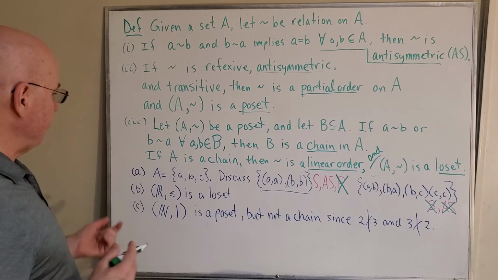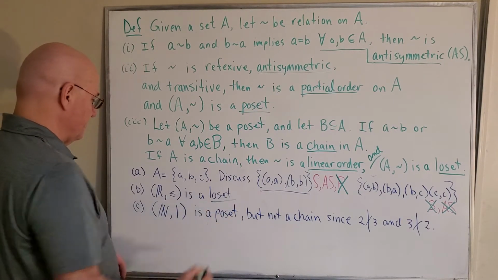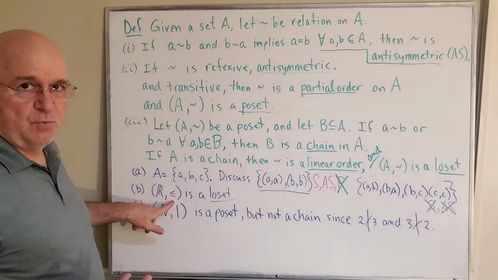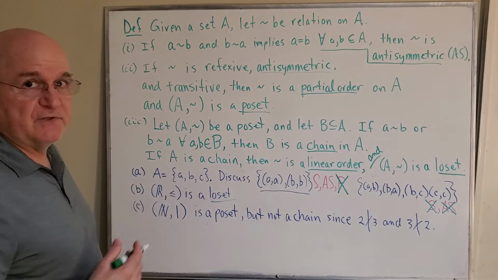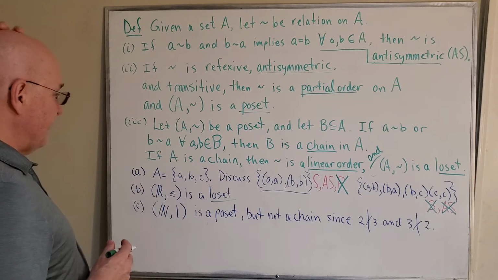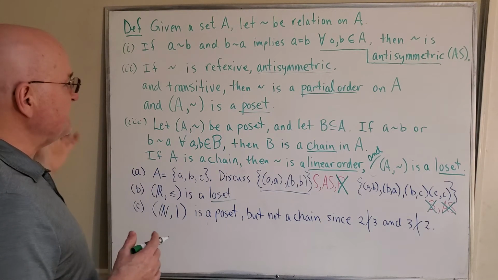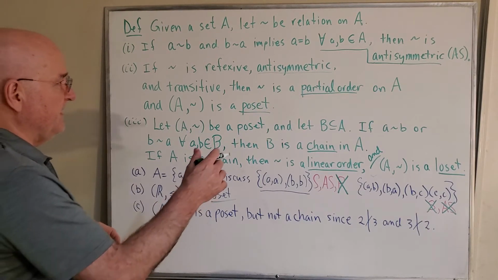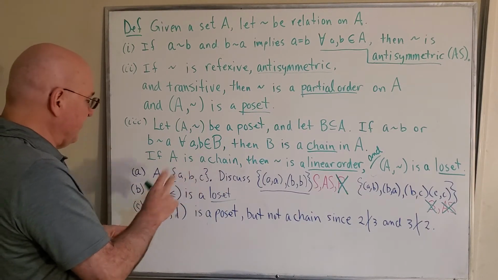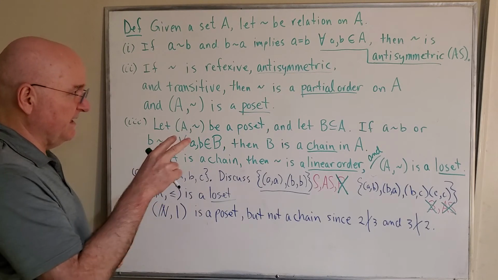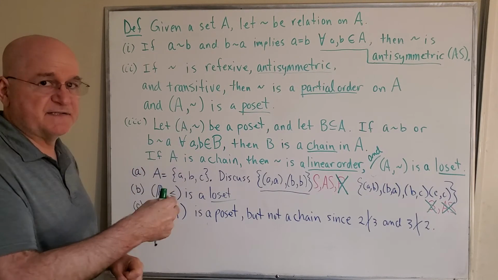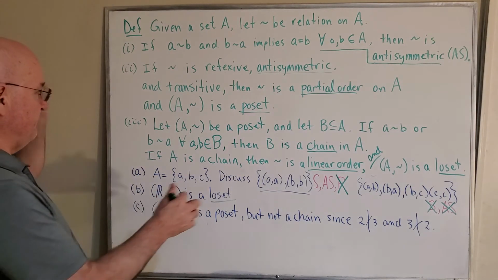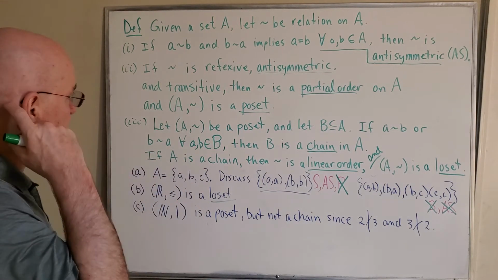Okay, the second example, I think we already talked about this. Real numbers with less than or equal as the relation. That is a loset, and it's easy to see why it's a loset, because for any little a and little b in the reals, either a is less than or equal to b, or b is less than or equal to a. So that one's easy to see, because that's just using the definition of a loset.